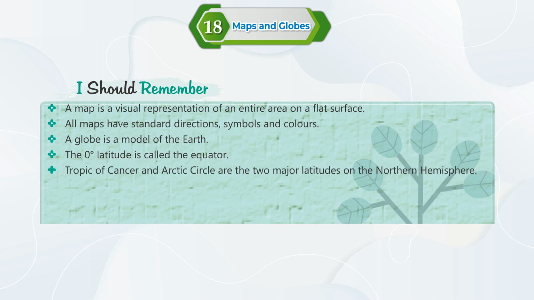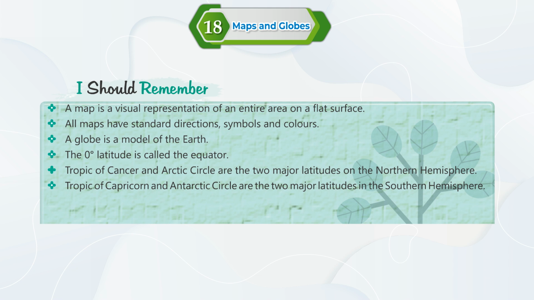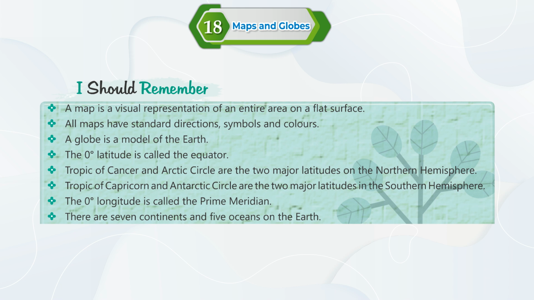Tropic of Cancer and Arctic Circle are the two major latitudes on the northern hemisphere. Tropic of Capricorn and Antarctic Circle are the two major latitudes in the southern hemisphere. The 0 degree longitude is called the prime meridian. There are 7 continents and 5 oceans on the earth.